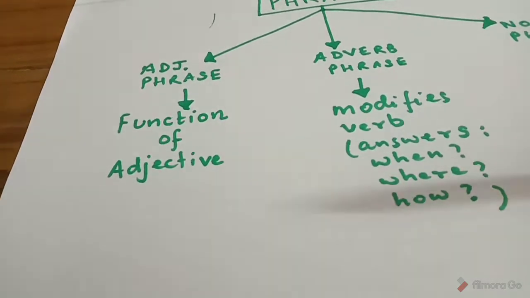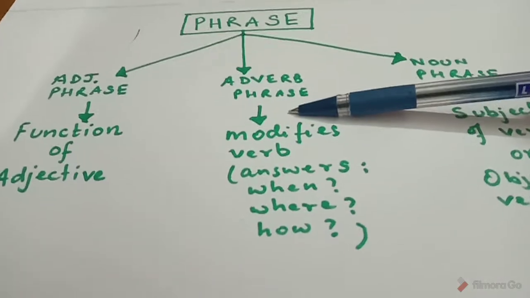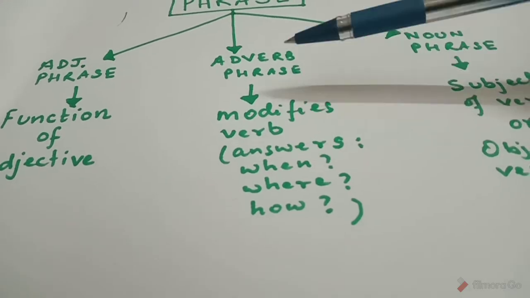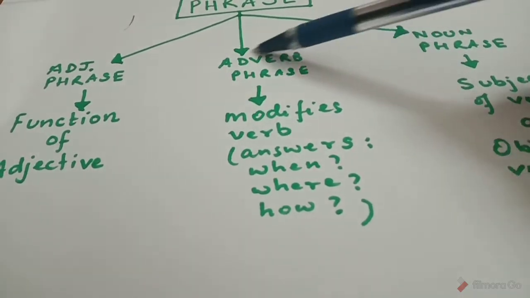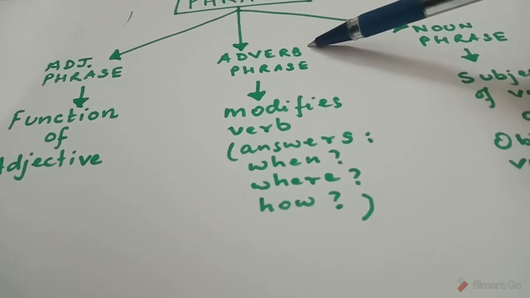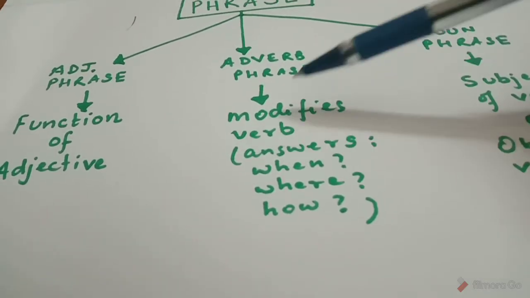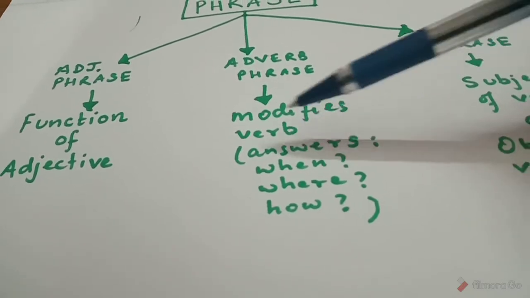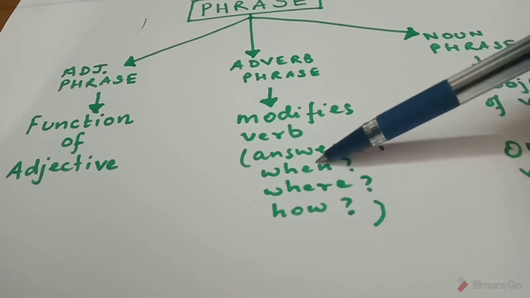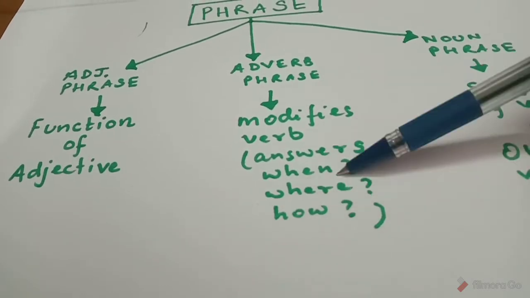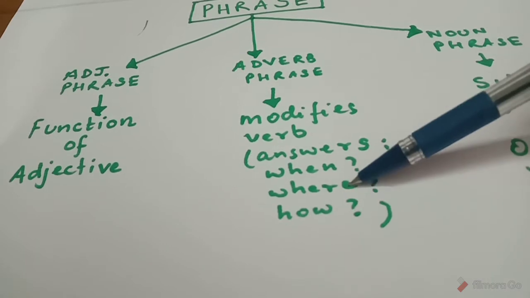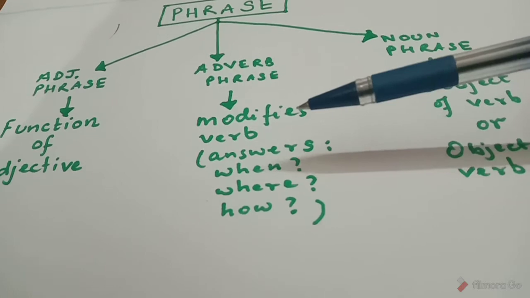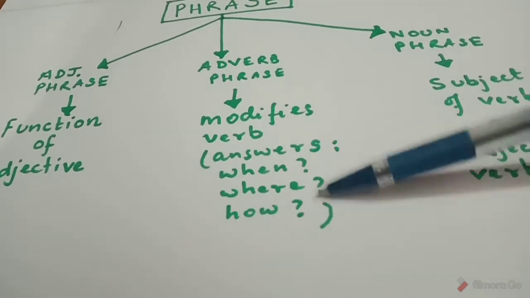Next one is adverb phrase. So we all know what is an adverb. An adverb tells us something more about a verb. So here also this group of words will do the function of an adverb, meaning it will modify a verb. So an adverb phrase does the function of modifying a verb. It will give you answers to questions like when, where, how, meaning when the action was done, where the action was done, how the action was done.